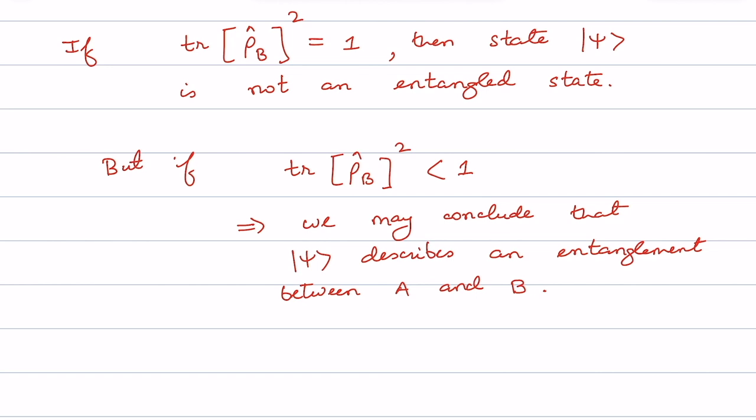If you find that it is less than 1 in both cases, then we can say that this state psi represents an entanglement between the system A and B. When we talk about quantum entanglement, we deal with composite systems. A composite system is a system which contains two or more parts in it. In this course, mostly we are going to talk about composite systems which contain two parts in them, and such systems are called bipartite systems.